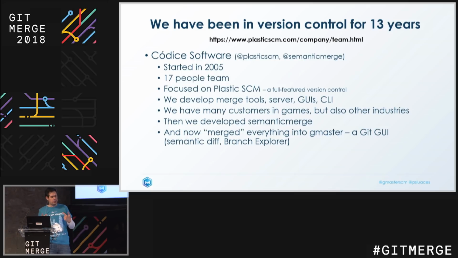But we also develop GUIs, server-side, and then tons of merge tools. Well, different merge tools, which is the thing I'll be focusing on today. And then we have developed something we call semantic diffing and merging. And we put it all together into a Git client, which is what drives the entire story I'll be sharing now.